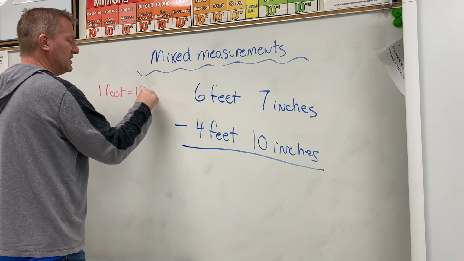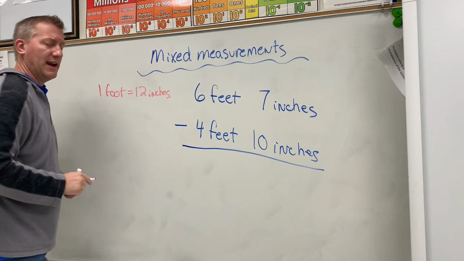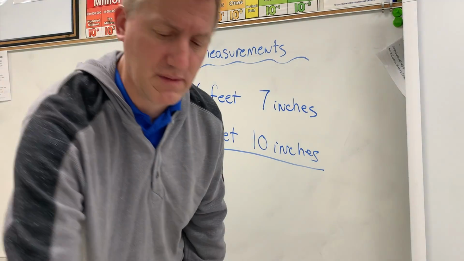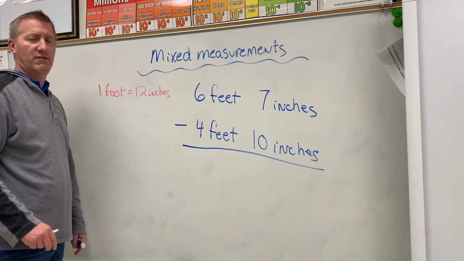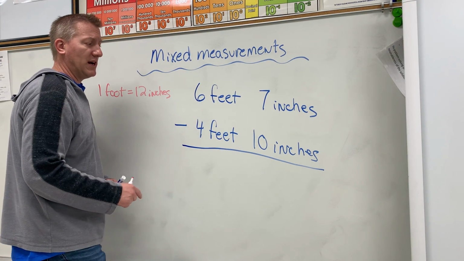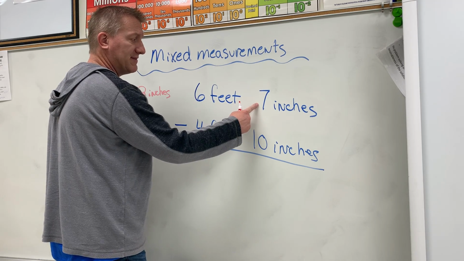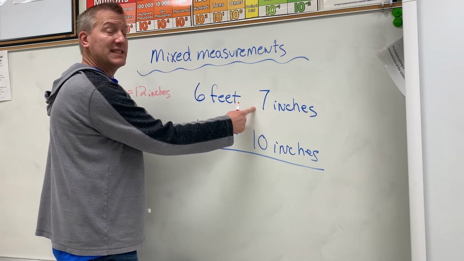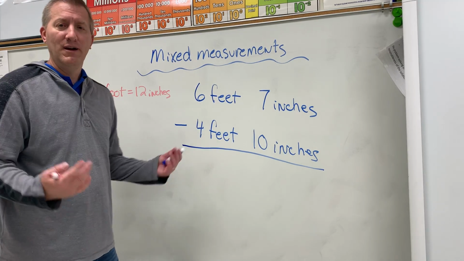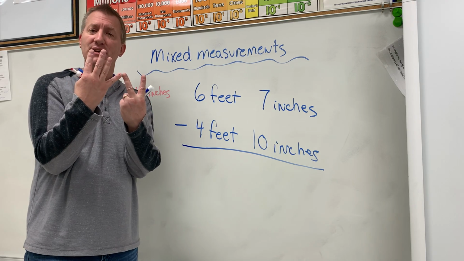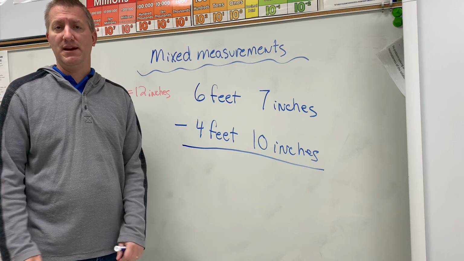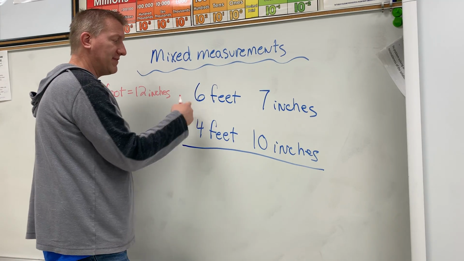So 1 foot equals 12 inches. Okay, and I get that off of this star chart. That comes right off of here. Okay, so 1 foot, 12 inches. All right, so now I'm going to go ahead and subtract. So I have 7, and I want to take 10 away from that. Well, guys, you know, if you have 7, you can't take 10 away from that. Okay, so you have to borrow.